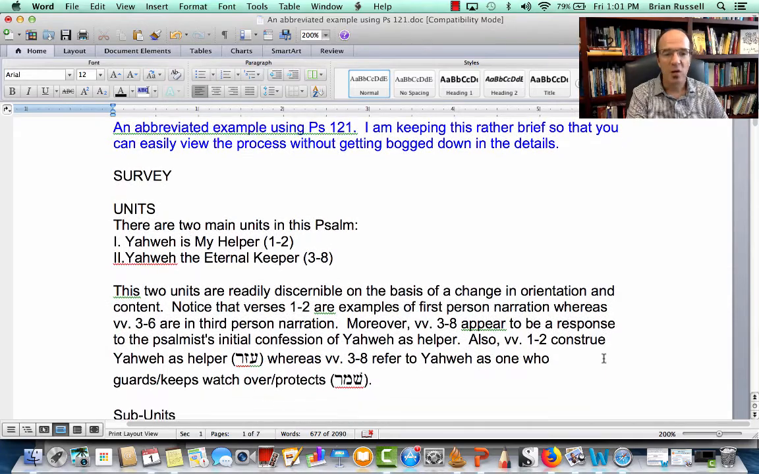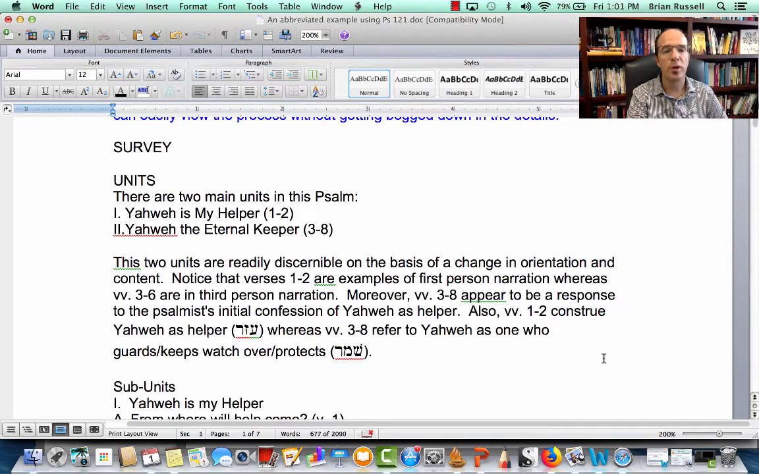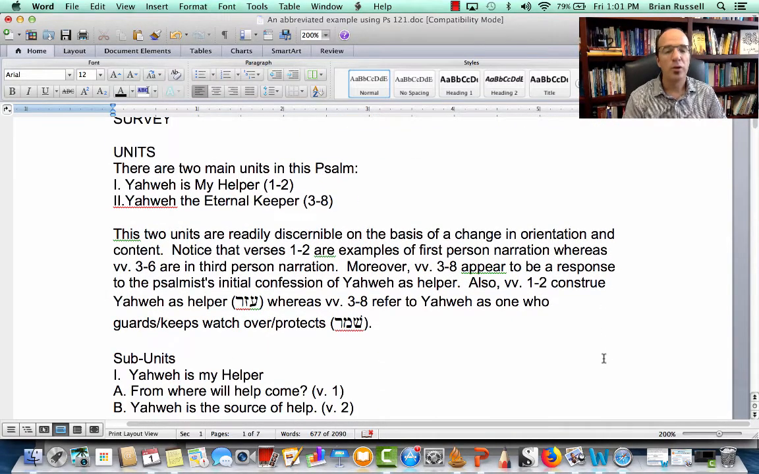Okay, welcome back. Well, let's go ahead and look at how you'd break the units up. Now, when you look at Psalm 121, you might want to observe a couple of things, that there's probably 2 main units here. Now, I know some of you probably found 4 and maybe even more than that because you broke up 3 to 8 into several different pieces. I'll talk about that in a minute.